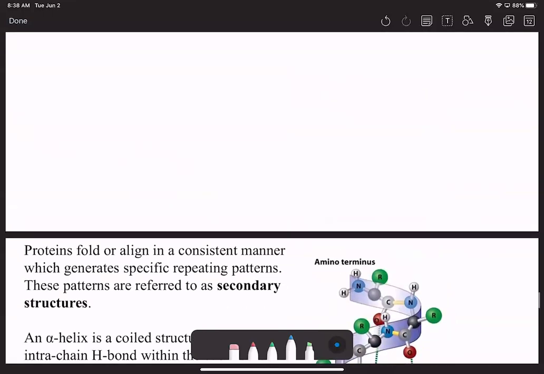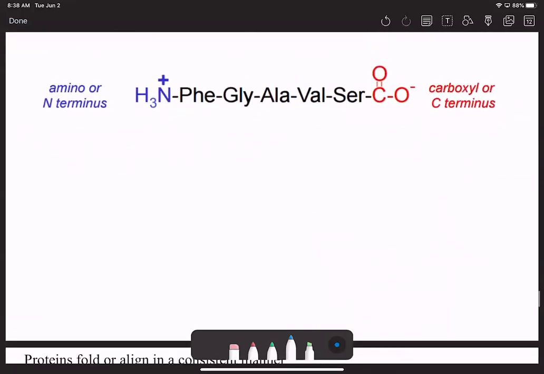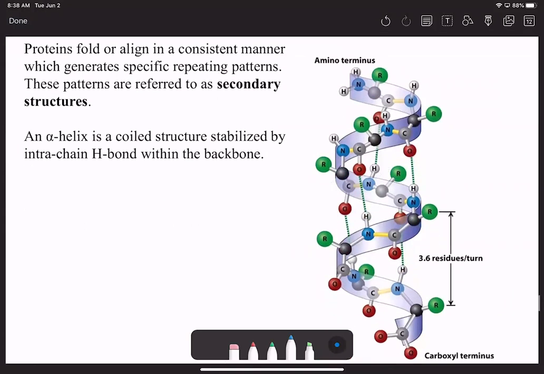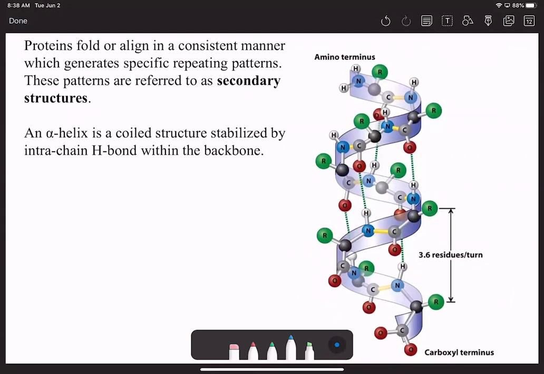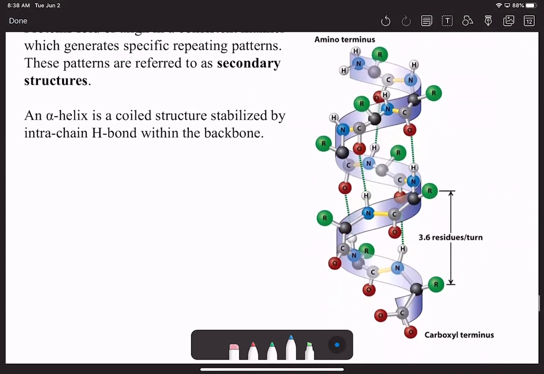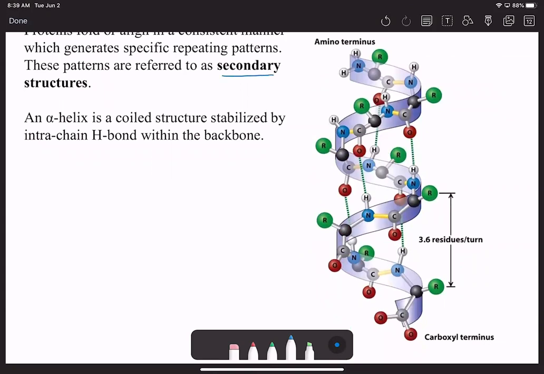Once they get longer, because these can get quite long, they start to fold on one another. And we start to get some shapes from them. And this happens to be one of the shapes that we get. So this is what we consider a secondary structure. An alpha helix is a secondary structure.